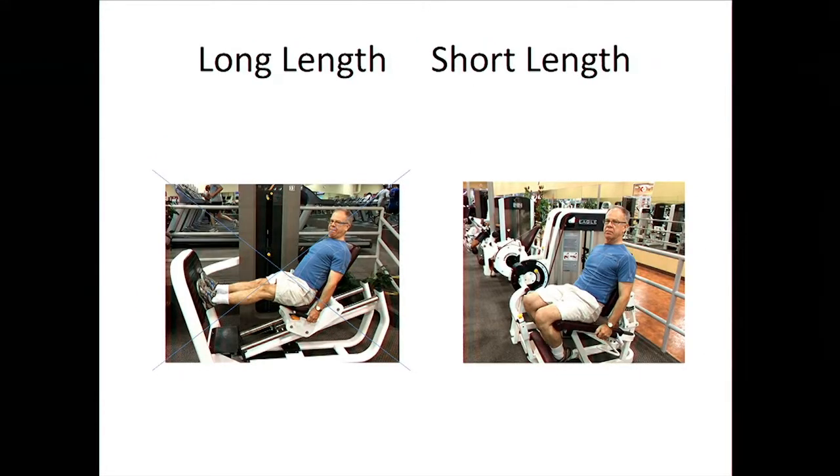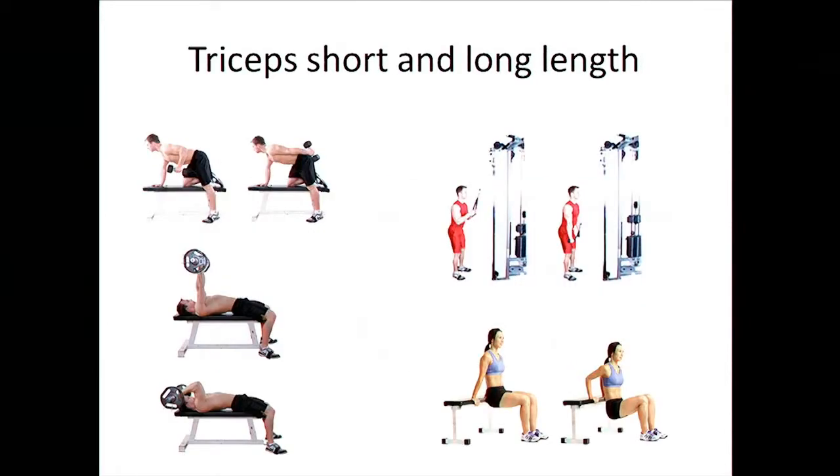So short length, quadriceps extension, short length. Press, long length. You're working very hard, and here when the muscle is short, you don't have to work very hard because your bones are taking it. So if you go to a gym, there's lots of ways you can do a triceps exercise. This is short length. All these others are long length. So most of the exercises in a gym will be long length exercises.